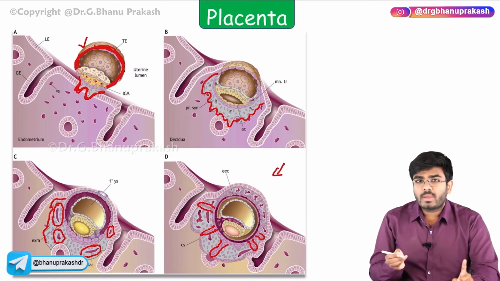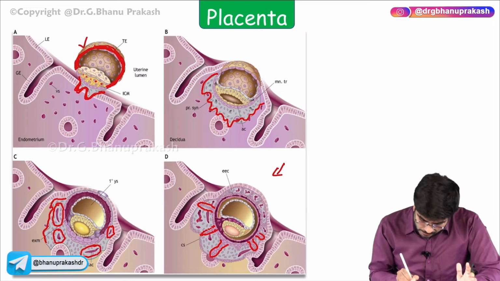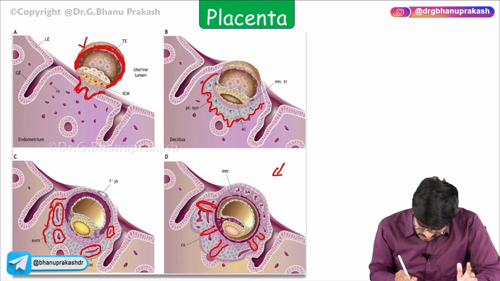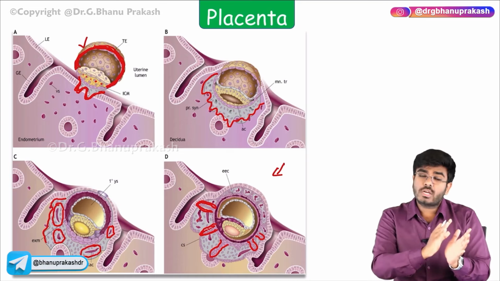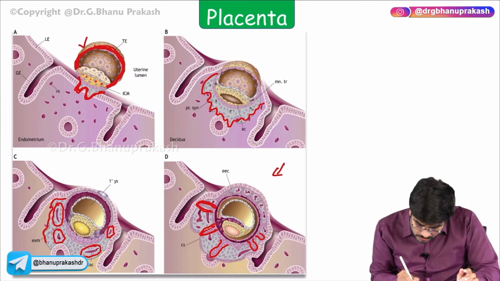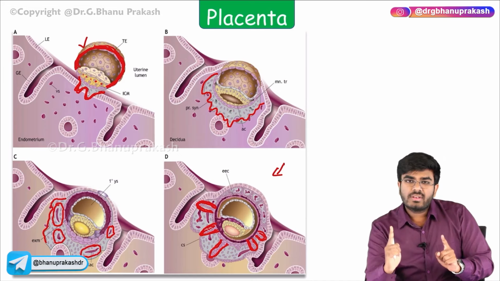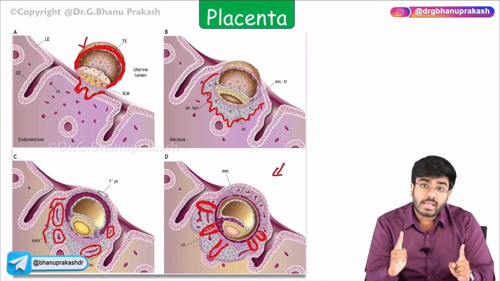Now later what happens? Maternal blood has arrived. Later what happens is, into these villus projections, fetal blood will also come. Maternal blood is in the lacunae. Now into these villus projections, fetal blood vessels will grow. So now fetal blood is there in the villus, maternal blood is there in the lacunae.